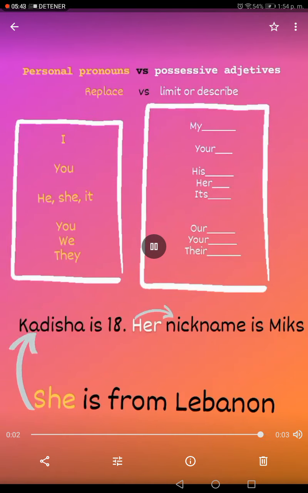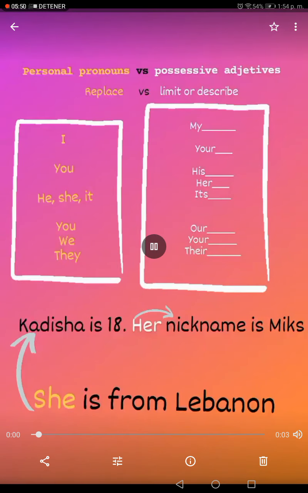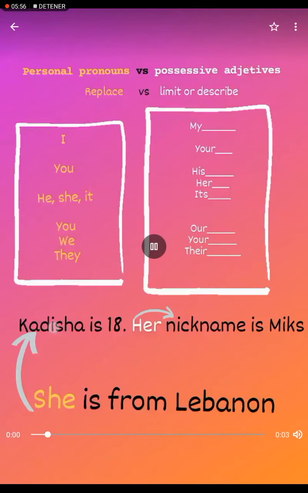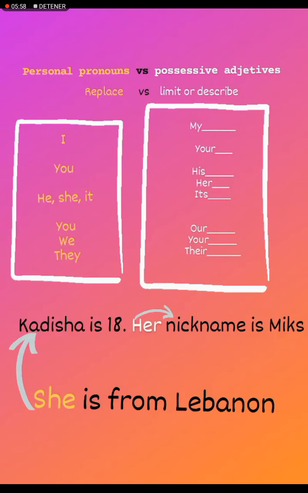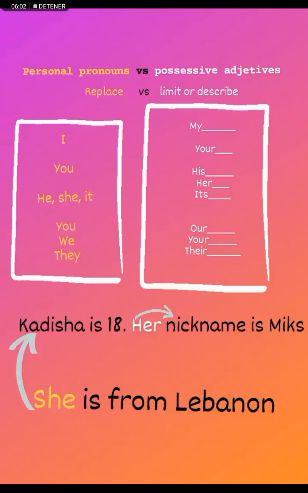Khadija is the subject. Her nickname, su sobrenombre es Mix, suyo. Entonces, her está diciendo que esto le pertenece a Khadija. Yeah, the possessive adjective. The same with the rest of the possessive adjectives.